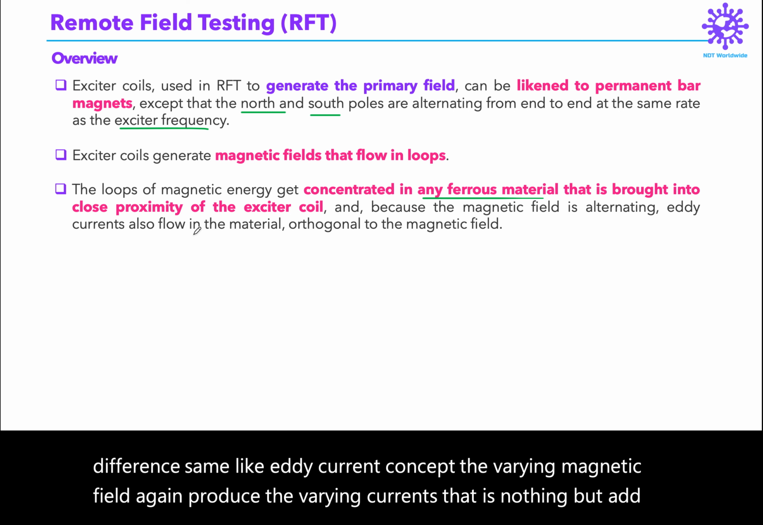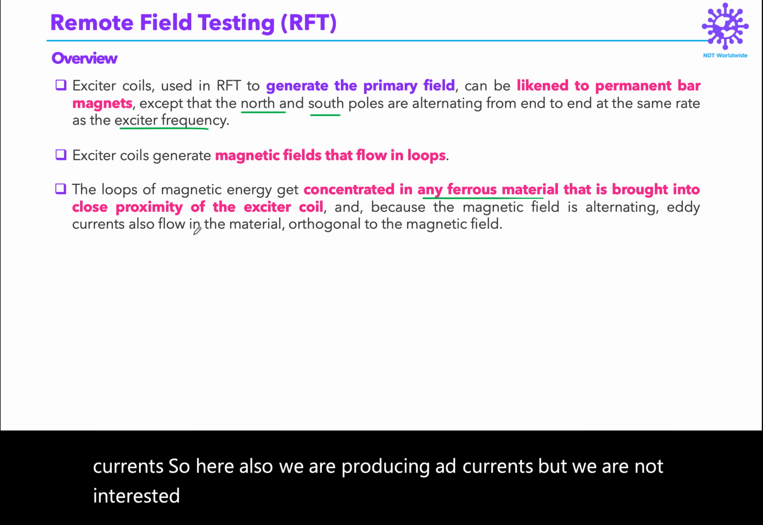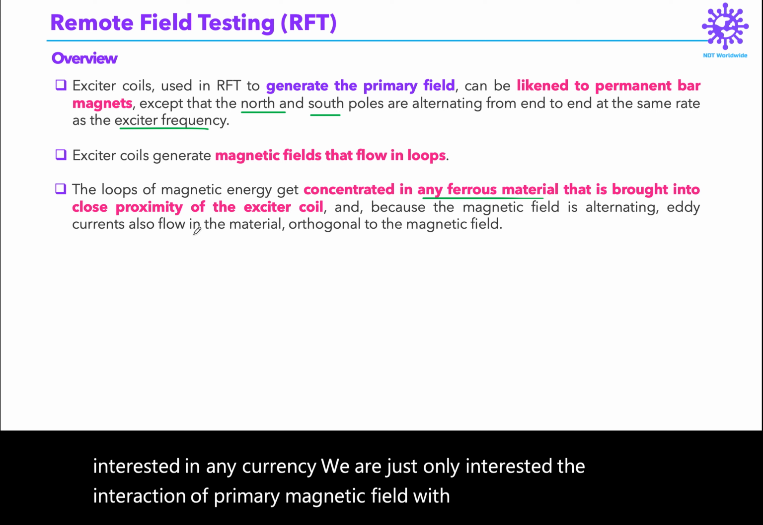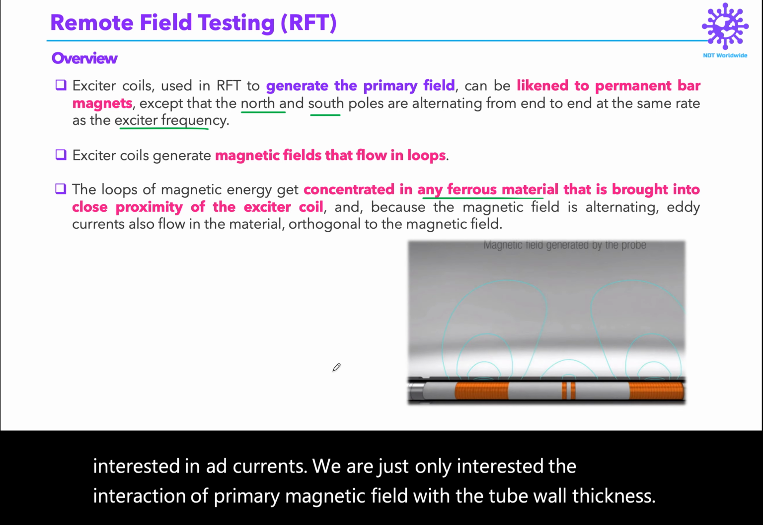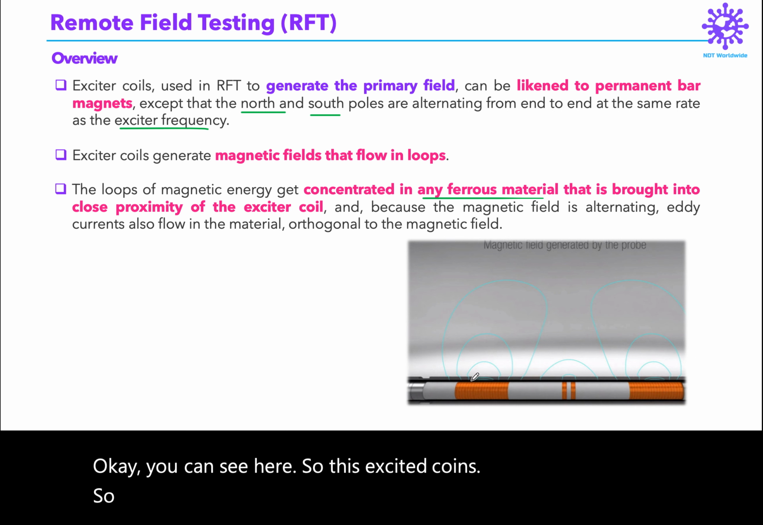So here also we are producing eddy currents, but we are not interested in eddy currents. We are only interested in the interaction of the primary magnetic field with the tube wall thickness. You can see here, this is the exciter coil and this one is a detector coil. The exciter coil is producing the magnetic field.